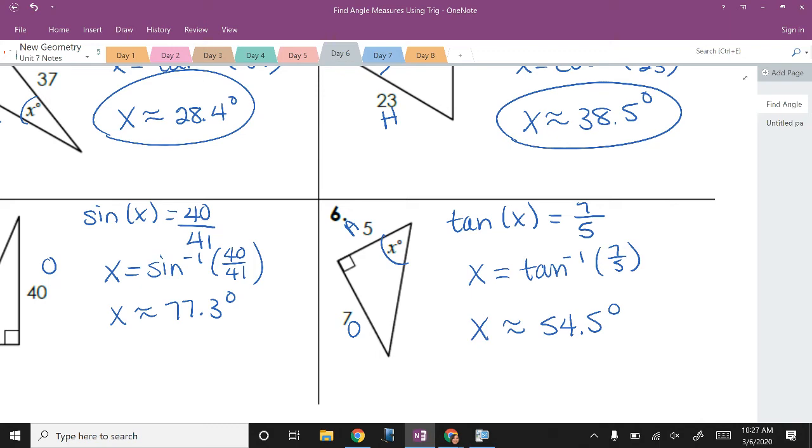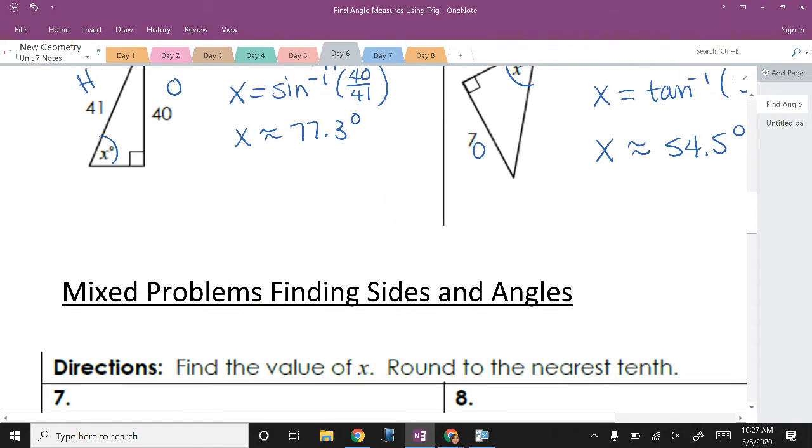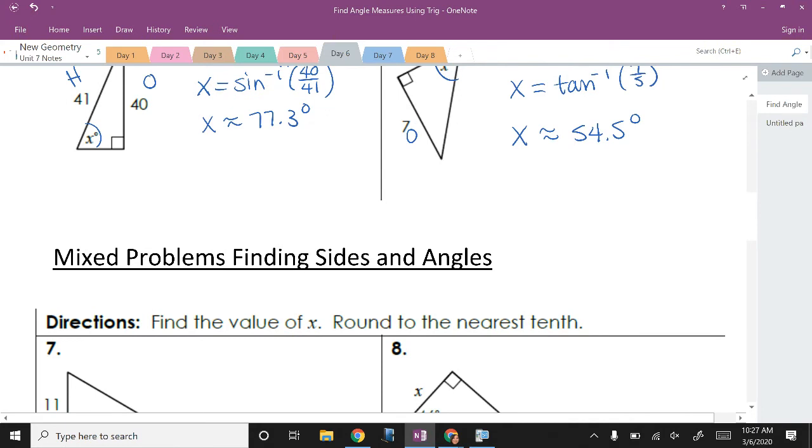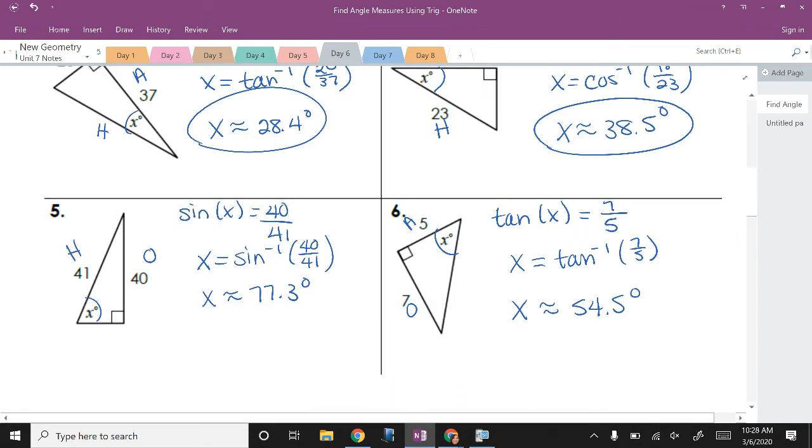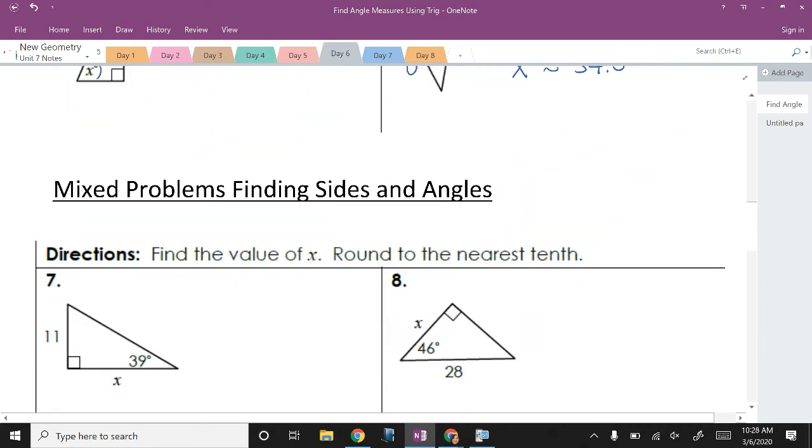The rest of the lesson actually starts mixing it up. Sometimes you're finding sides like we did yesterday, and sometimes you're finding angles like we did today. I'm glad they did this here, because when we find side lengths, we don't use inverse, but we do when we find angles. If we know the angle degree, if this is a number besides x, we're not going to use inverse. We just type it straight in like we did yesterday. I'm glad they have this little mixture lesson.